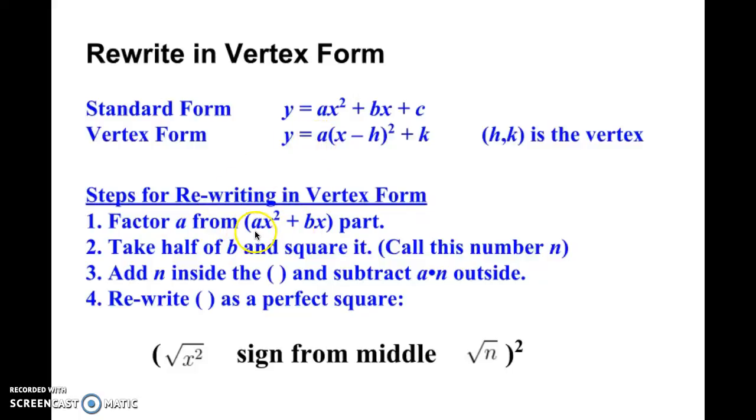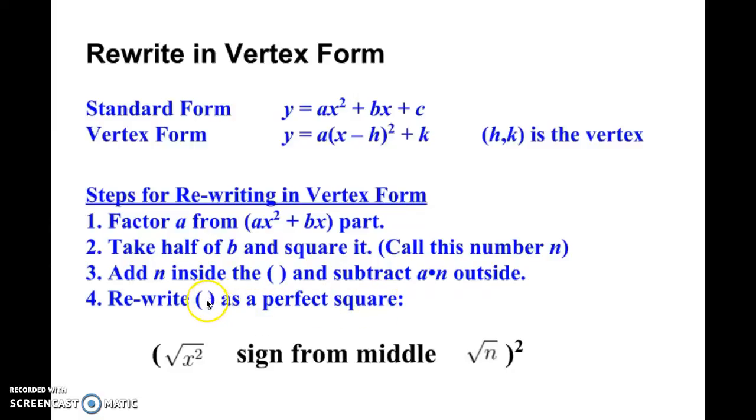Once we have it rewritten, we're going to take half of the new b, half of that new number in front of the x, and we're going to square it. Just so we can refer to it later, we're going to call this n. I need to add the n inside the parentheses. And then outside the parentheses, we're going to subtract whatever a times n is. And then we can rewrite it as a perfect square.